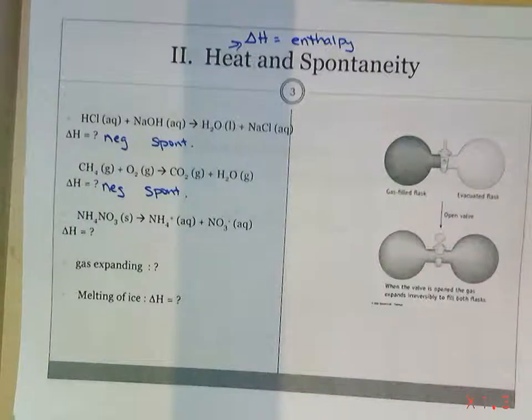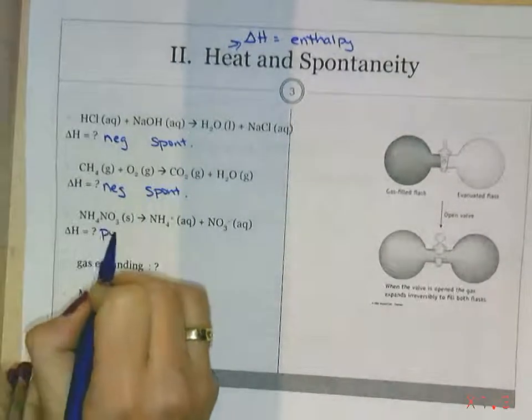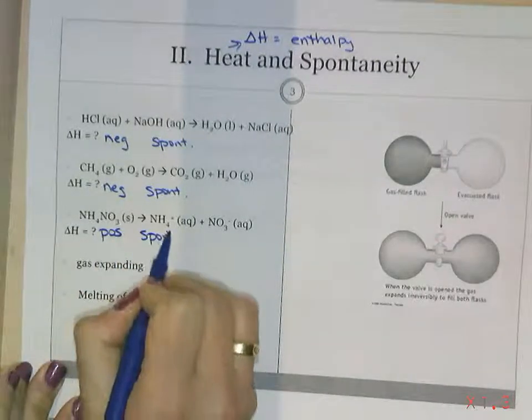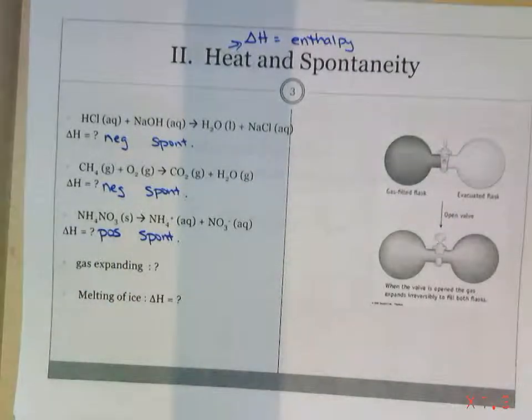All right, here's my trick one. Ammonium nitrate, when it dissolves into water, is actually endothermic. It actually gets colder. So if it gets colder, what does it tell you about the sign of delta H? Positive. But it's still spontaneous, right? Because you have a solid dissolving. So that should still be spontaneous.